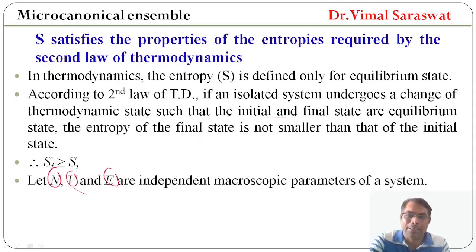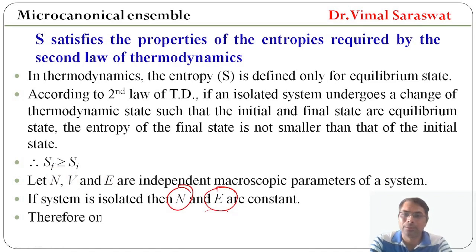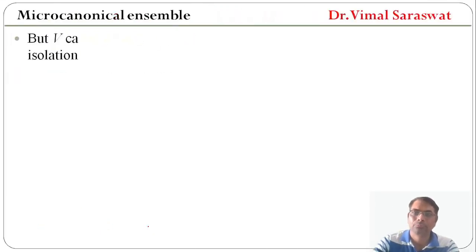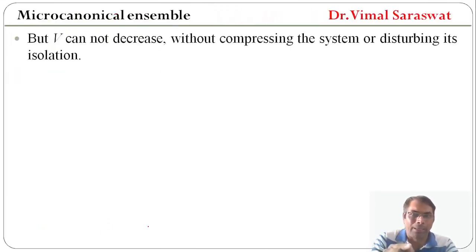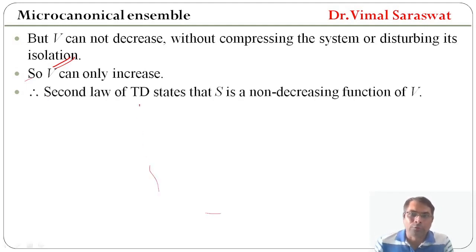Let N, V and E be independent macroscopic parameters of a system. If the system is isolated, the number of particles N and the energy E are constant. Therefore, only volume can change. But volume cannot decrease without compressing the system or disturbing its isolation. So, the volume can only increase, it cannot decrease. Therefore, the second law of thermodynamics states that entropy S is a non-decreasing function of volume.